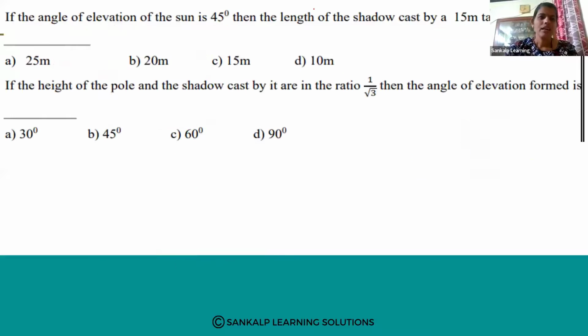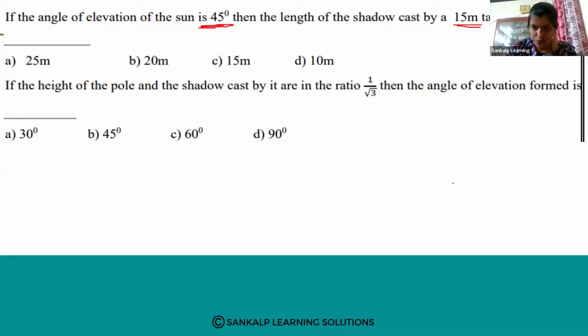Okay. If the angle of elevation of the sun is 45 degree, then the length of the shadow cast by a 15-meter tall building is, okay. So height of the building is 15 meter. Okay. And the angle of elevation is 45 degree. So length of the shadow we need to find out. The angle of elevation of the sun is 45 degree. Then the length of the shadow cast by the 15-meter tall building.